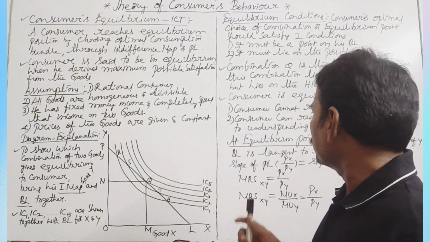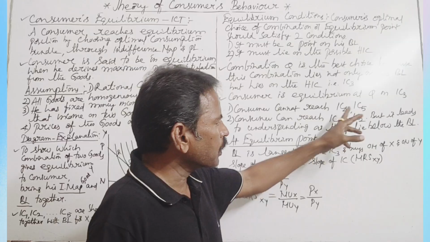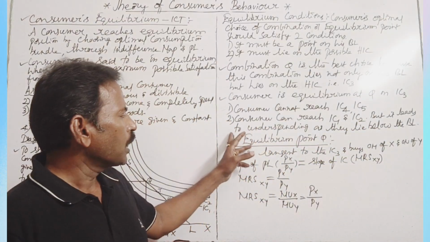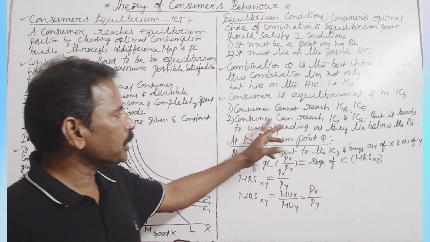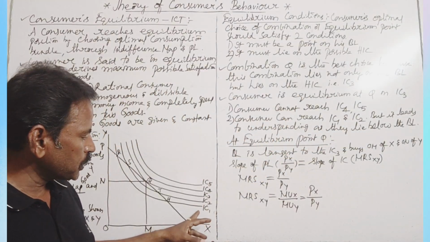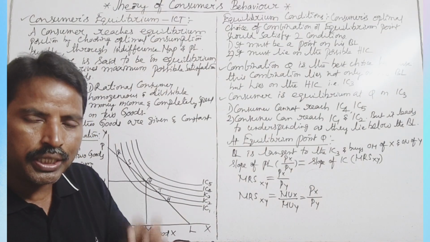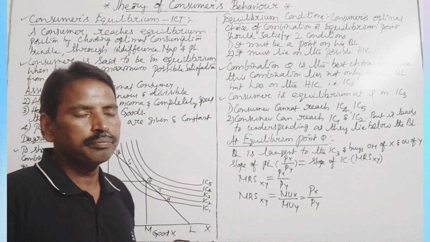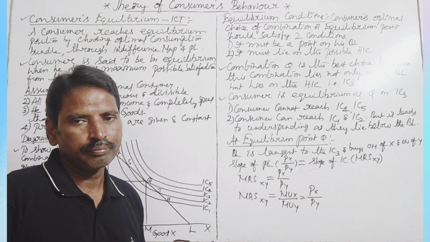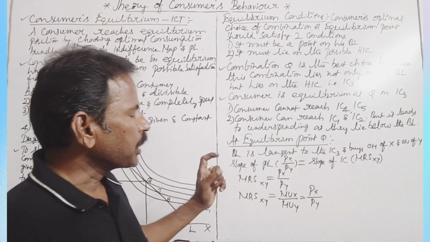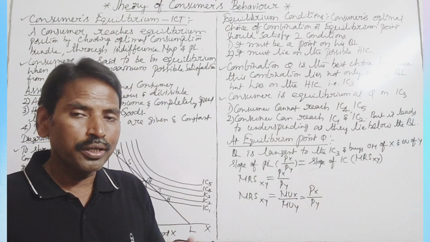Next, consumer can reach IC1, IC2, but it leads to underspending as they lie below the price line. This is IC1, this is IC2. Consumer can easily reach IC1 and IC2. Both lie below the budget line, price line. So that is called underspending. Attainable, not desirable.